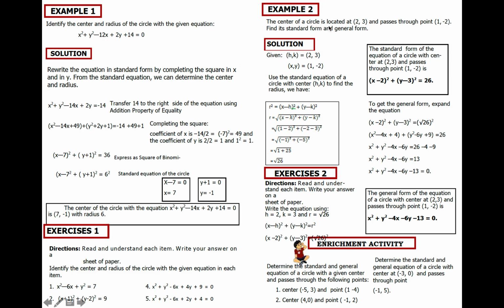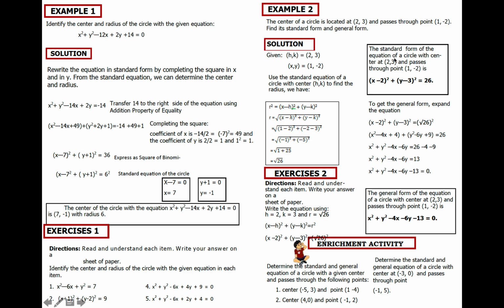The center of a circle is located at (2, 3), meaning h is 2, k is 3. How do I know that? Because it's given to be the center of the circle. Since this is (h, k), what would be the radius? So we get that from this point because the circle is passing through (1, -2). Okay, so how would you find the standard form and general form of the equation? So first, before you're able to get the general form, you have to write it in standard form.